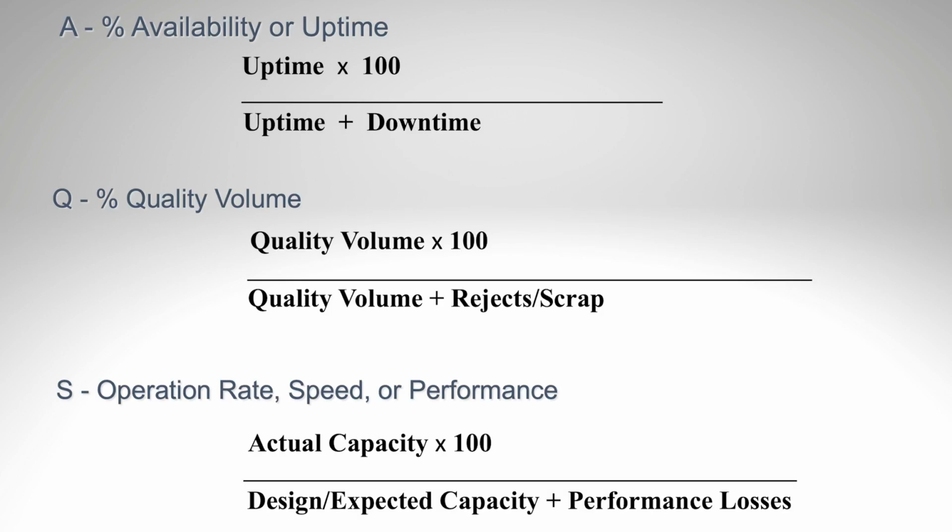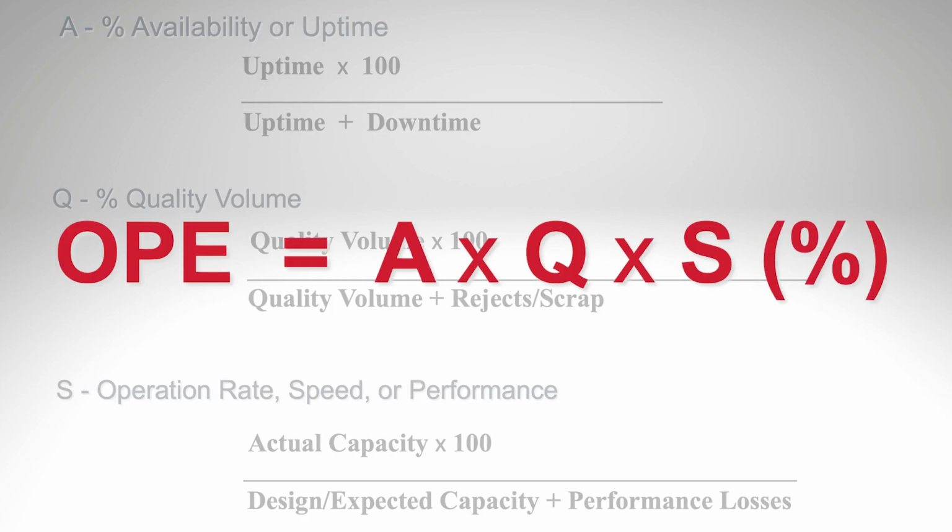How to find opportunities for improving reliability. Availability times quality times performance, or speed, equals the total throughput in percentage. We call this overall production efficiency instead of OEE, since it is also about operations performance.